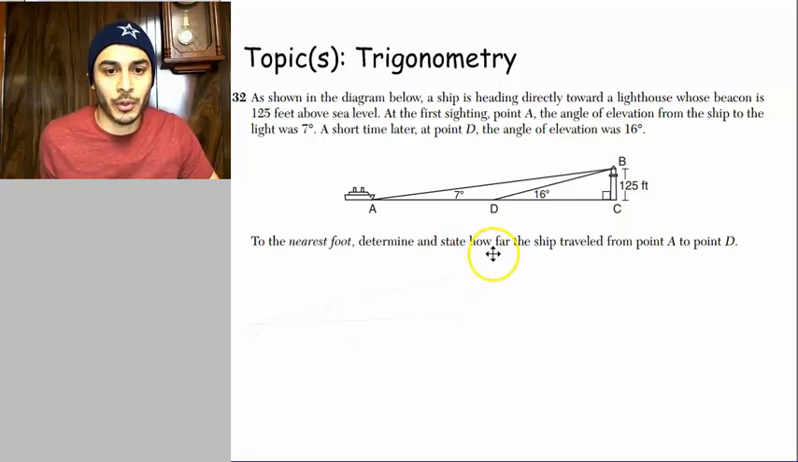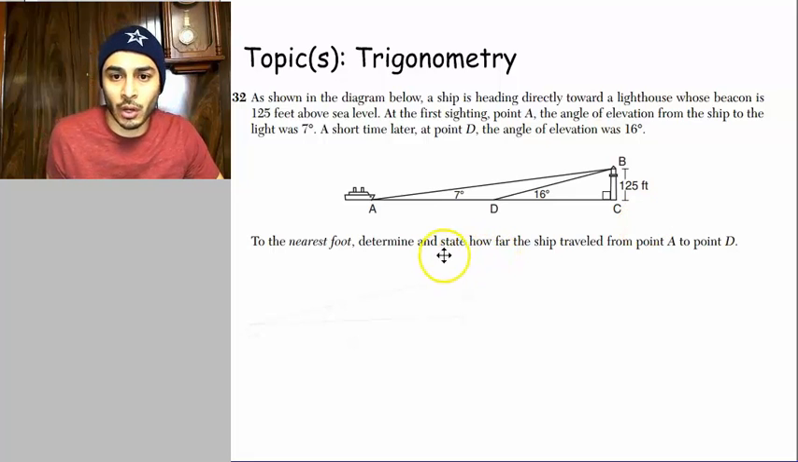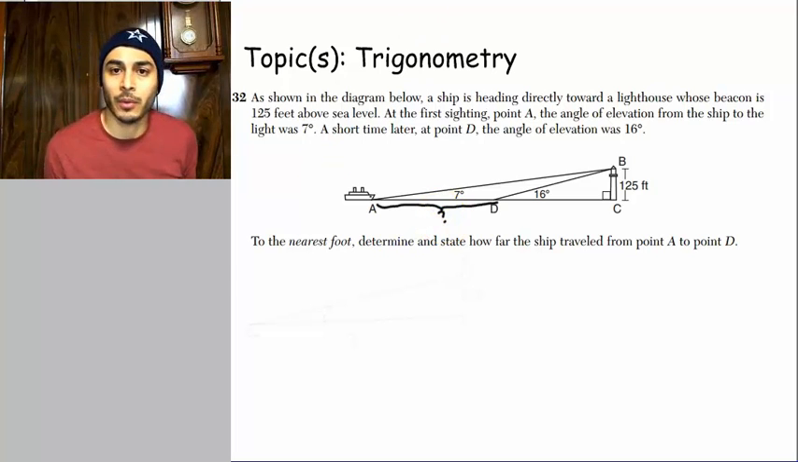All right, so number 32. The question is, how far the ship traveled from A to D. So they want you to find this distance here. All right, no problem. Let me show you how I'm going to do that.